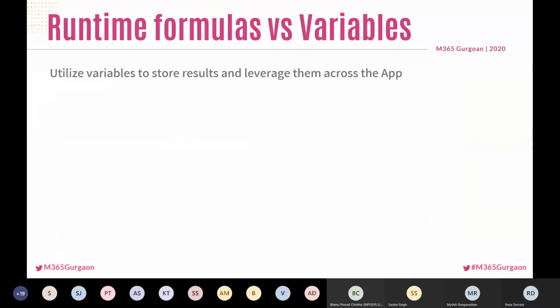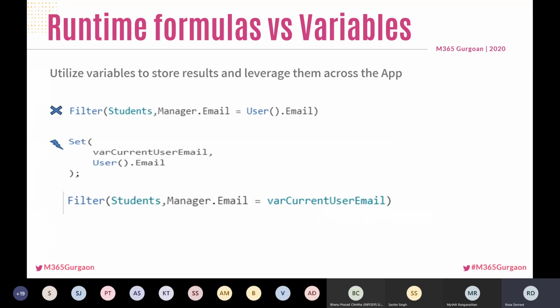Okay. Runtime formulas versus variables. Now, many a times we perform queries. So for example, in this case, I'm saying, go and query my list where the current logged in user is the manager. We use this user token over and over again. Don't do that. This is also an API call. When you say user.email, whether you like it or not, there's a query going on at the back end. It has to go and get the user object every time you perform that query.